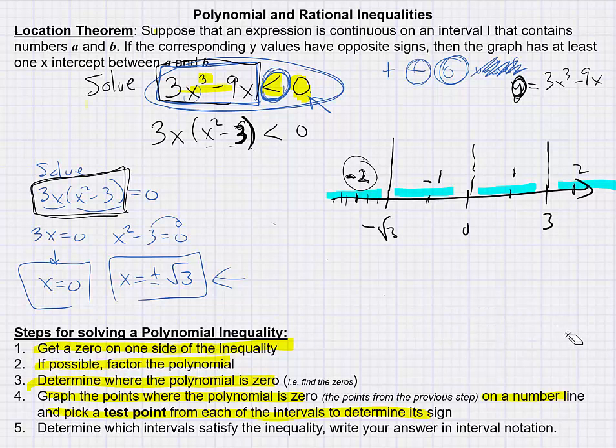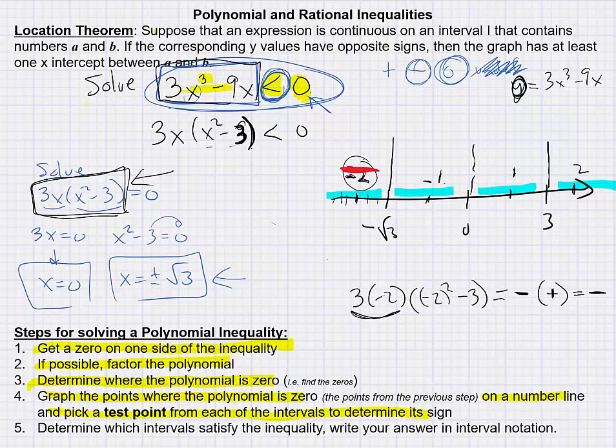So if I plug negative 2 into this, it's going to be 3 times negative 2 times negative 2 squared minus 3. And so what do I get there? This is going to be negative, times, this is 4 minus 3, that's going to be positive. So overall I get a negative. I really don't care what the answer is, but I do care the fact that I got a negative. So that tells me that this interval will yield negative values when I plug in x.